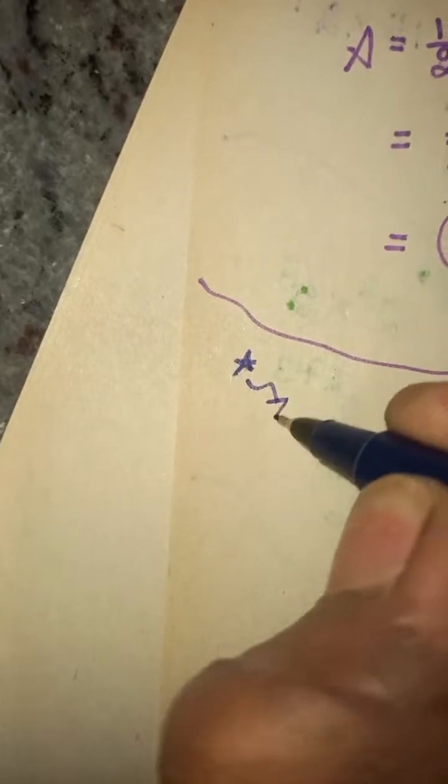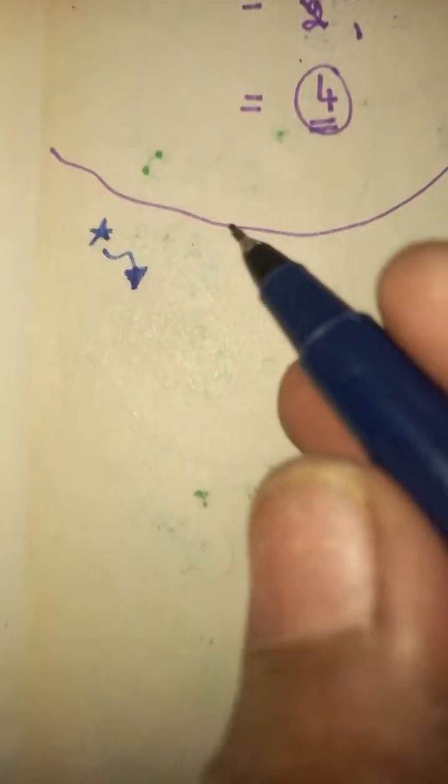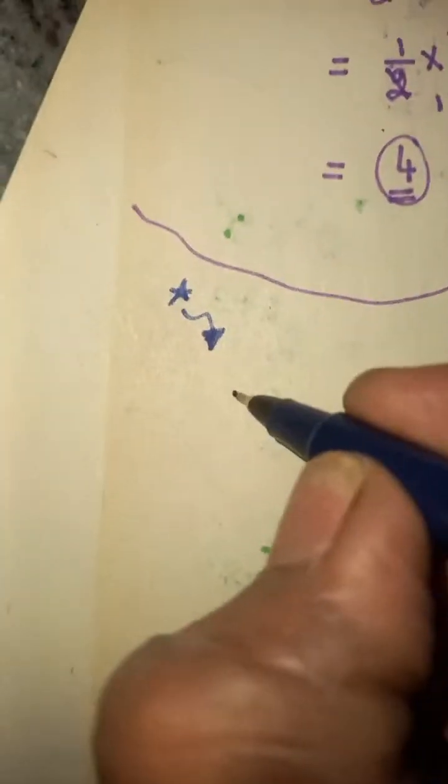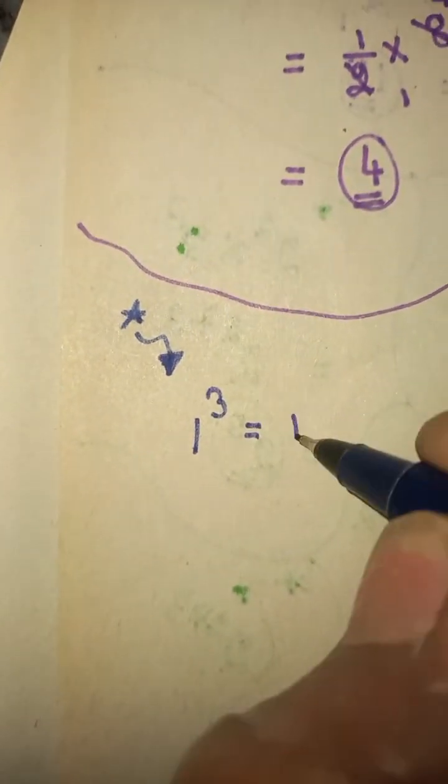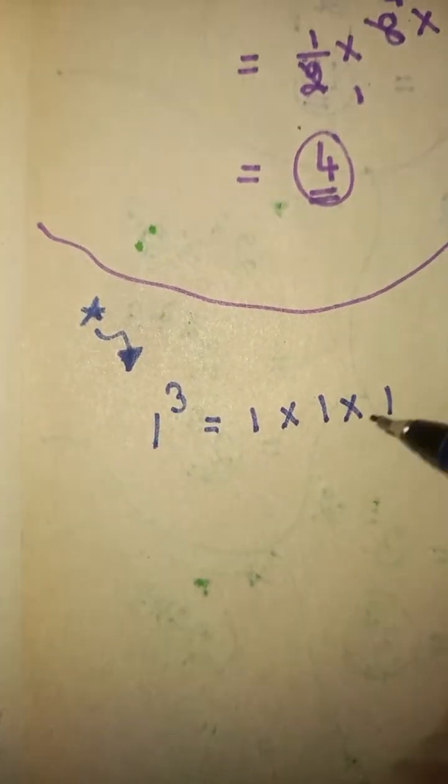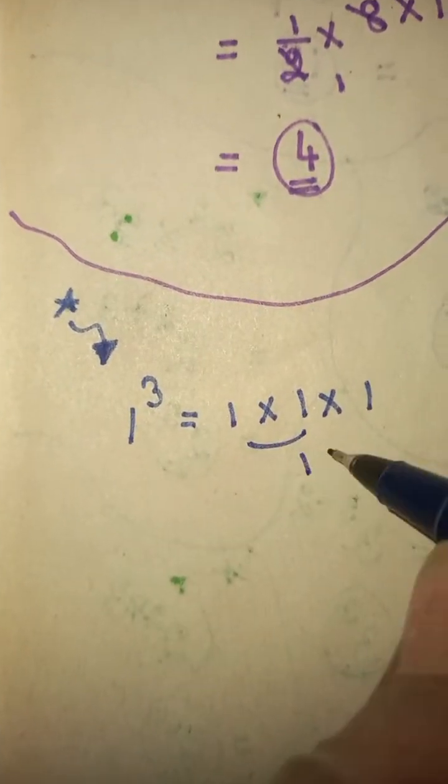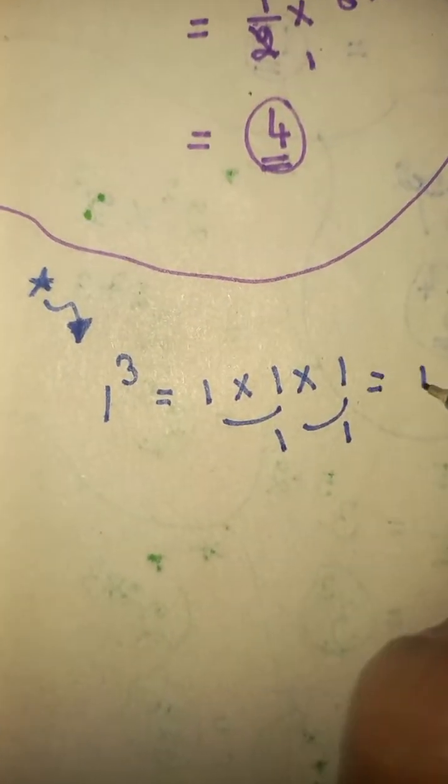Dude, now I'm going to tell different problems of finding cubes. Let's start by taking one cube. One cube means it is one times one times one. One times one is one. Again, one times one is one. So it remains as one.